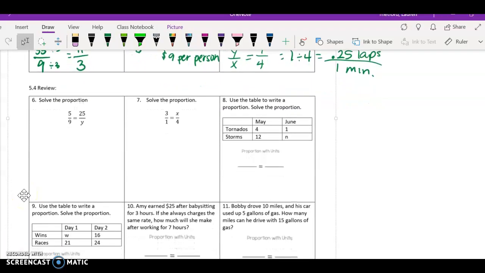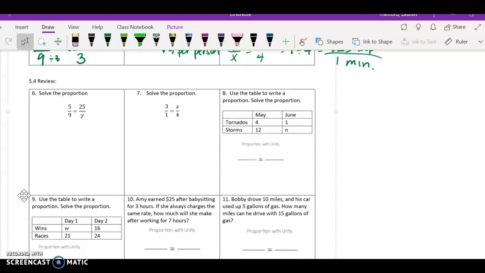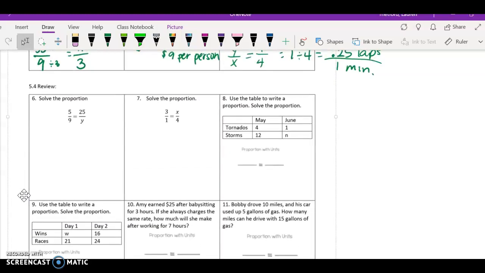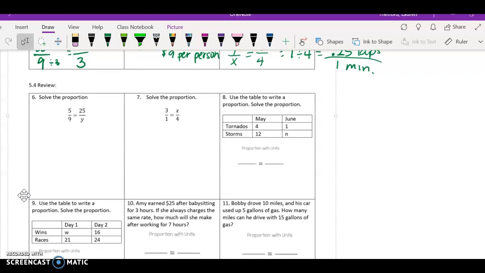For 5.4, we're reviewing what you should have watched before coming to class, and if you've not watched it after you complete this warm-up, you need to do that first. But all that we do is cross multiply in this section. So to find our missing part of our fraction, we cross multiply. So 5 times y is 5y. 9 times 25 is 225. I divide by 5 on both sides, and I get y equals 45.